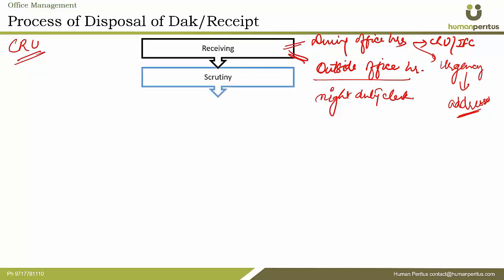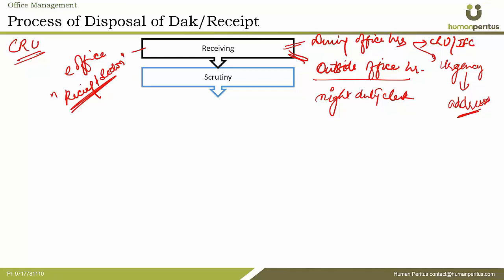So the next step is scrutiny of the dak. One more thing: in e-file, all the physical dak will be received through e-office, and in e-office, it is received into the receipt section. Now comes the scrutiny of the dak.